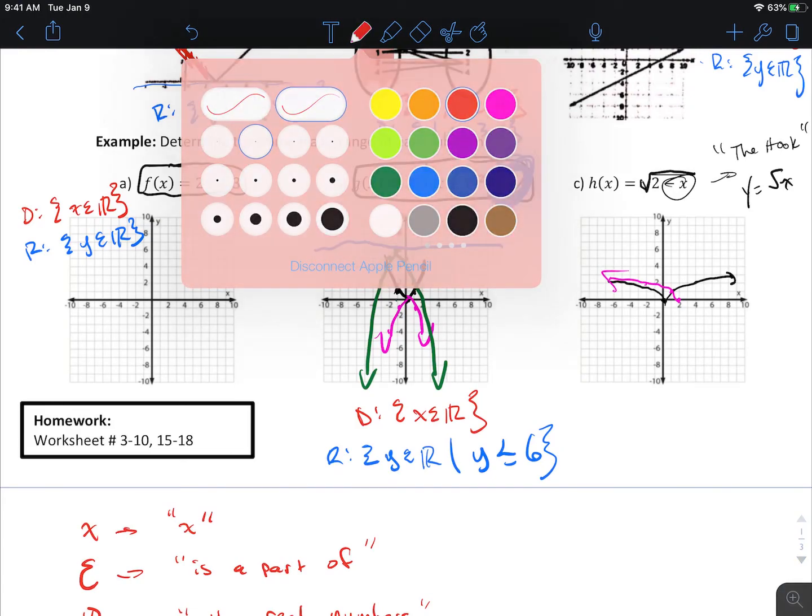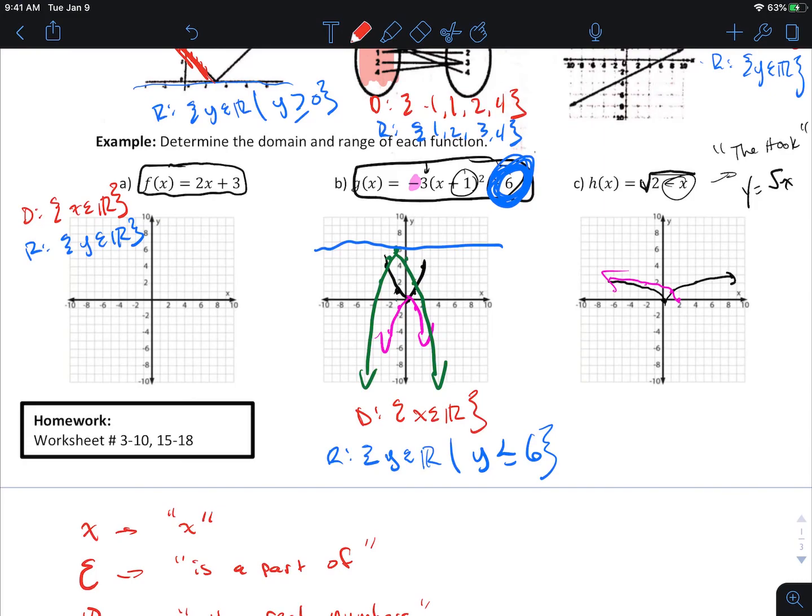So then the domain, you can constrain the domain, right? It's never going to go greater than x equals 2. So you get to write the domain as x is a part of the real numbers such that x has to be less than or equal to positive 2, right? And then the range, it's sitting on the x-axis. So again, you can't go any lower than the x-axis. So y has to take on values greater than or equal to 0. That make sense?